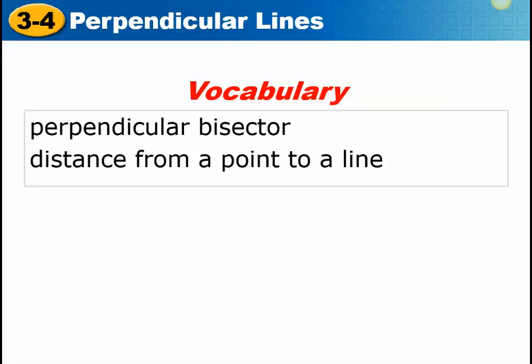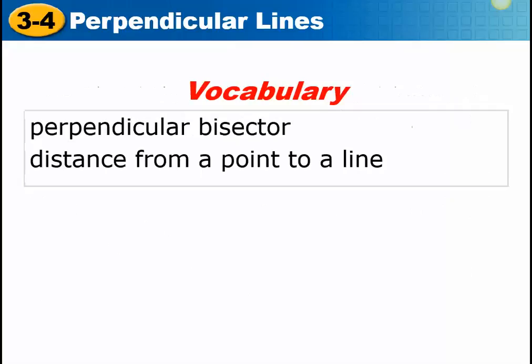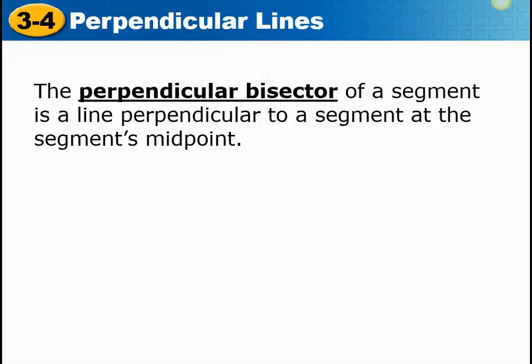Vocabulary, two of them. One of them is more of a phrase. The perpendicular bisector, and then the second one is distance from a point to a line. So the perpendicular bisector of a segment is a line perpendicular to a segment at the segment's midpoint. That's very important that you know that it's at the midpoint, because you remember the definition of midpoint means that you have two congruent segments.